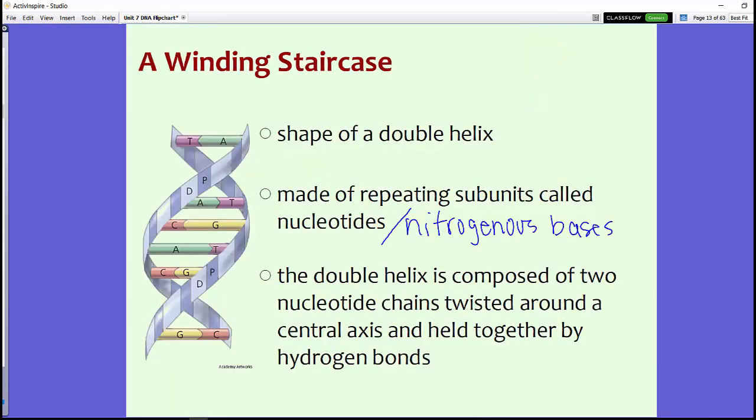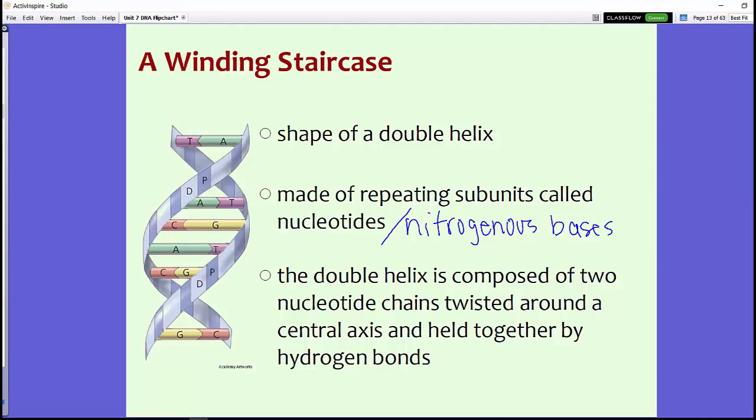Now, I mentioned that DNA looks like a winding staircase, so we know that it is in the shape of a double helix, as pictured here in the slide. We know that DNA is made of repeating subunits called nucleotides or nitrogenous bases. This was one of your vocabulary words.